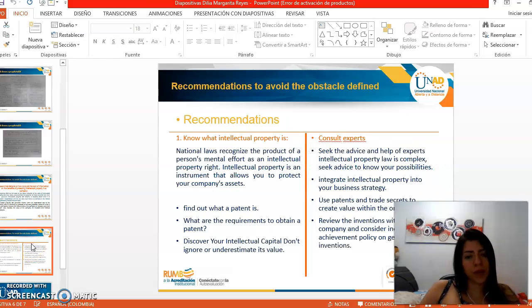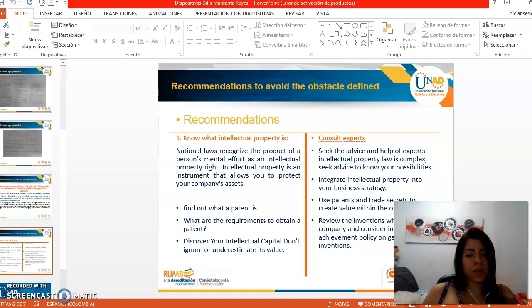Now, a recommendation to avoid the obstacle defined. One, know what intellectual property is. National laws recognize the product of personal mental effort and intellectual improvement as a right. Intellectual property is an instrument to allow you to protect your company's assets. Find out what a patent is. What it requires to obtain patents.